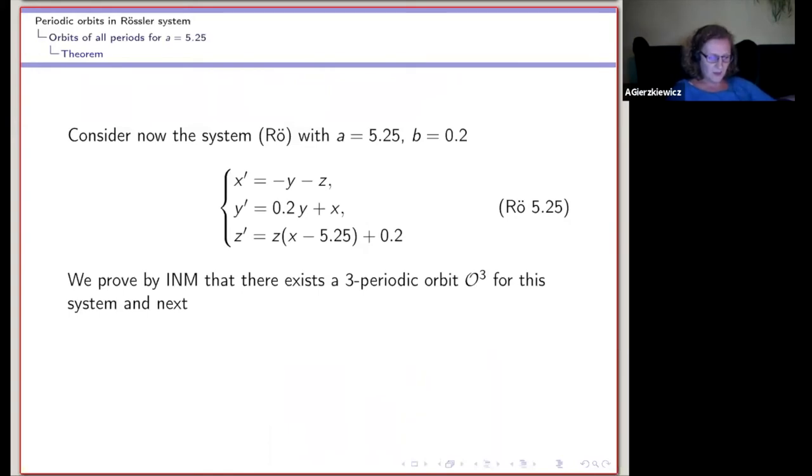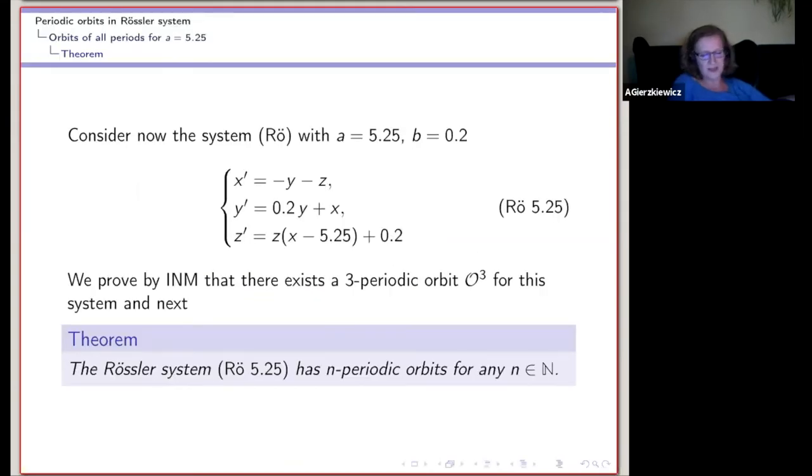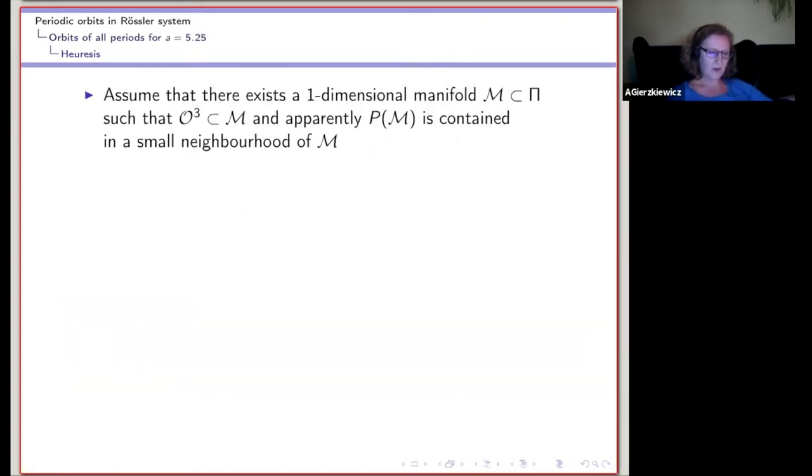Let us fix for a moment the first set of parameters, which is A equal to 5.25. As we know, this system has a three periodic orbit. Then we have a theorem which says that this system has n periodic orbits for any natural n. How do we do that? Of course, first of all, we have to prove that there exists a three periodic orbit, which is relatively easy by the interval Newton method.